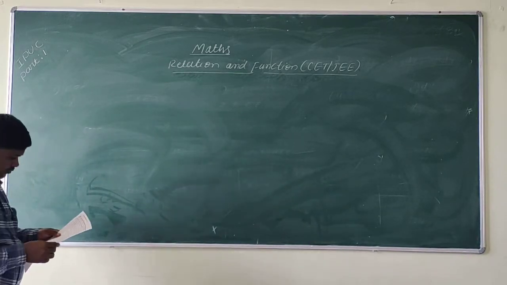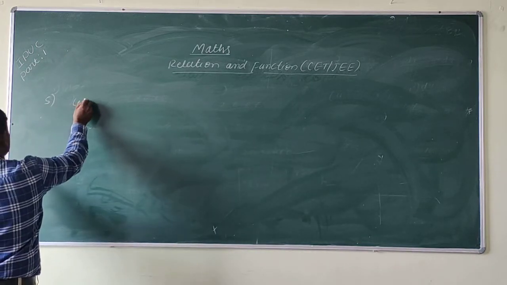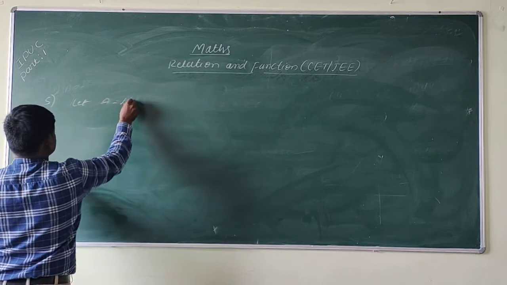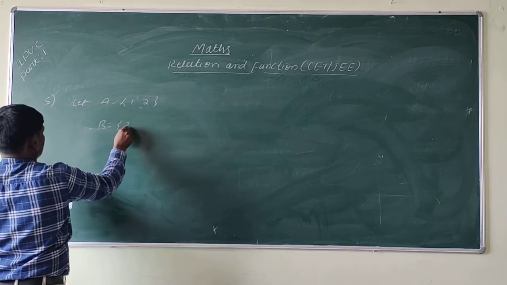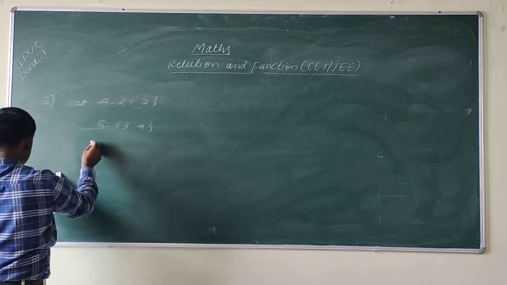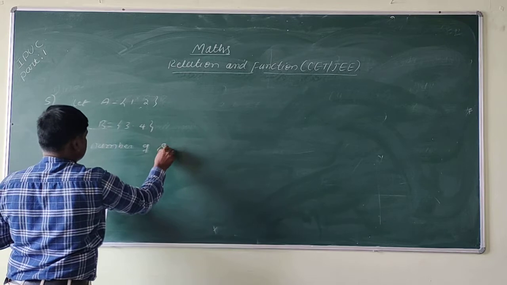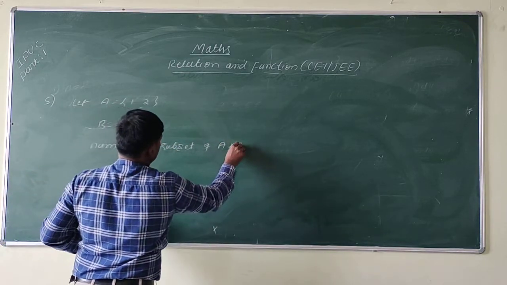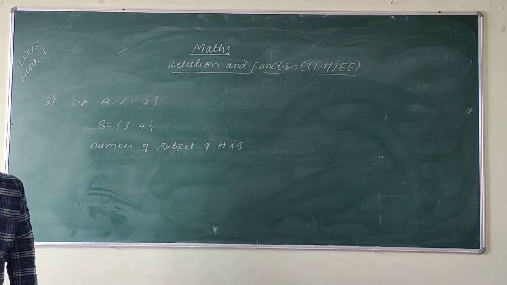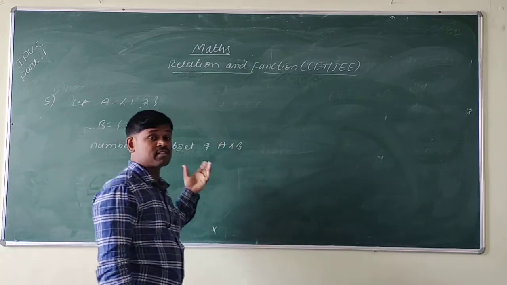Fifth question. Let A be the set consisting of the elements 1 comma 2 and B equal to 3 comma 4. Then the number of subsets of A cross B. Not the number of elements of A cross B. Observe carefully: number of subsets.